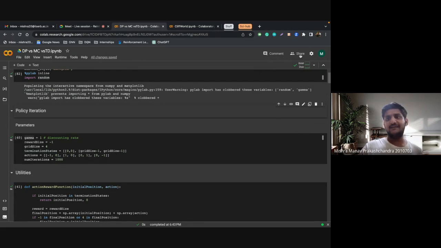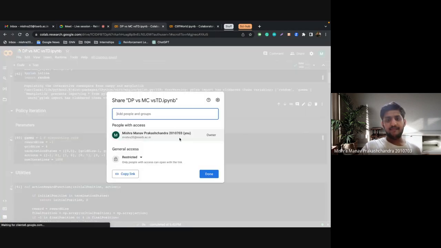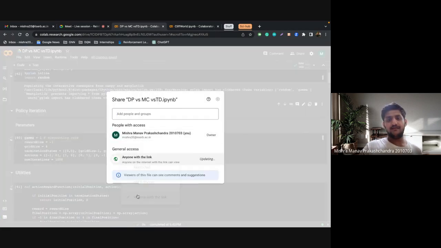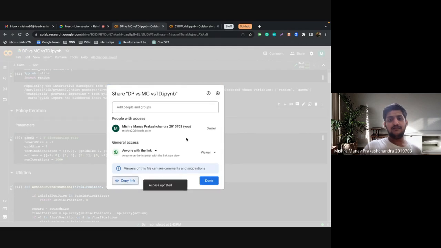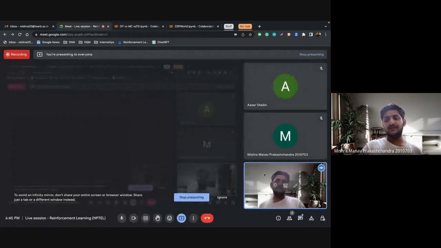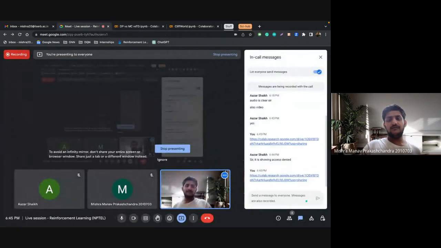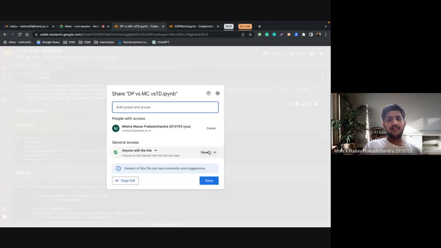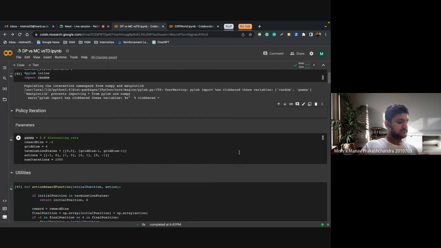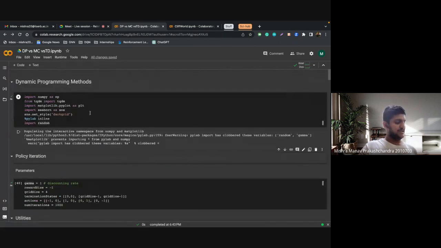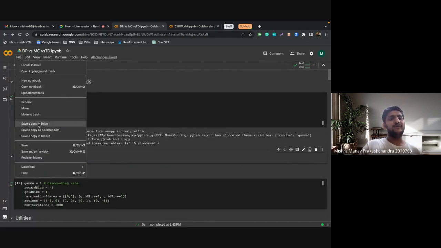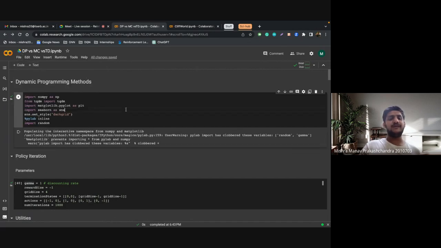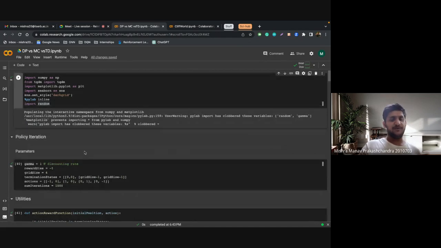It is showing access denied. Okay, now I think it should work. Okay, so this only has a viewing access. So if you want to make any edits, you should go to the file and make your own copy of this code, and then you can make changes. Okay, so you can save and make a copy of this code.